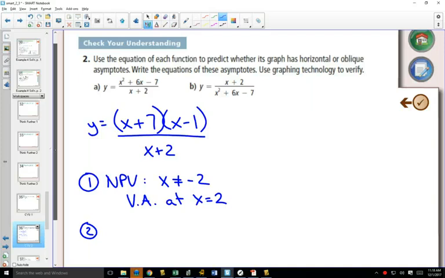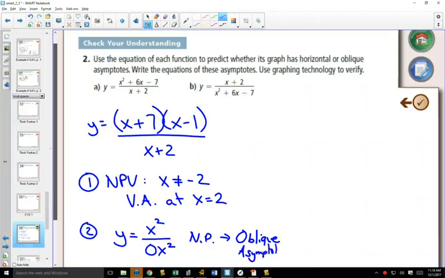In this case, the highest power in the whole fraction is an x squared. You have 1 x squared on the top, you have no x squareds on the bottom. This is not possible. And that tells you you're going to have an oblique asymptote. To find that oblique asymptote, you're going to have to use synthetic division.